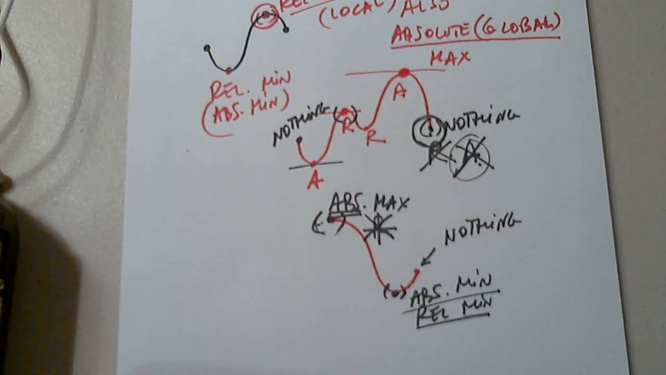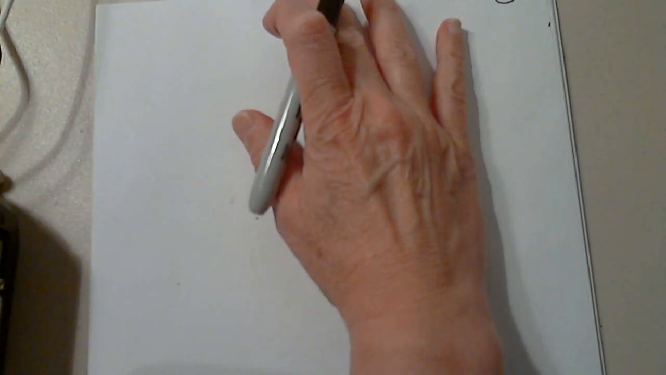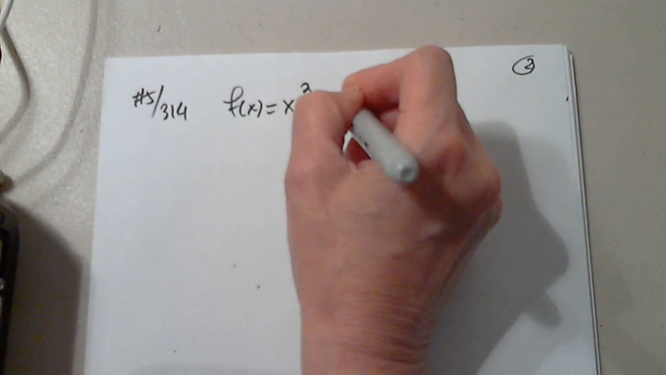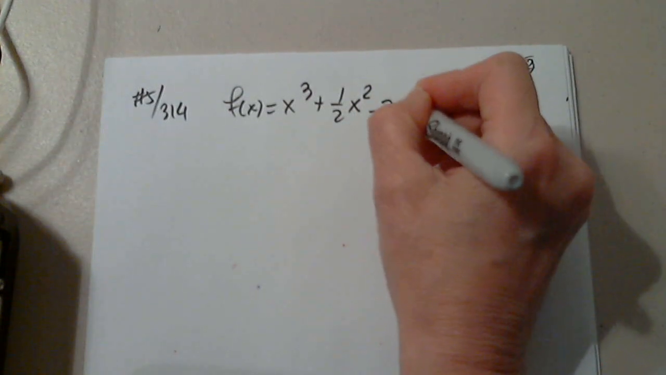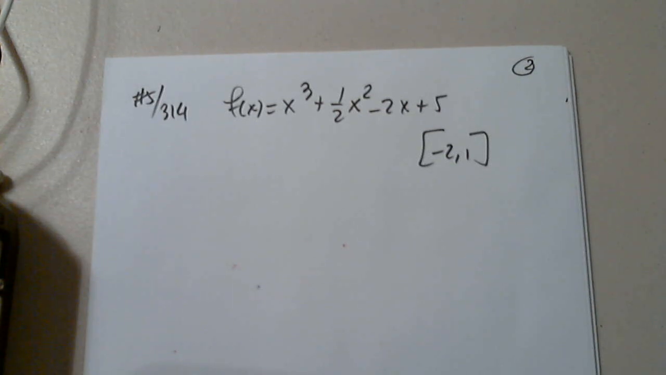So I am going to just copy the function. Let me just move one page away. So this is our page 2. And what am I doing? I'm copying 5. And 5 is on page 314. And this is f of x equals x to the third plus 1/2 x squared minus 2x plus 5. And the closed interval is given to us, -2, 1. Okay, we know the answers. We don't care. We're going to do our work step by step.